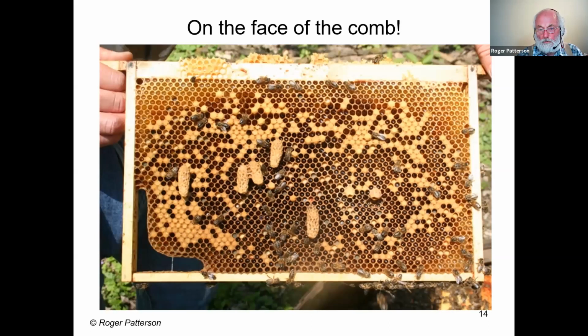Here's five queen cells on the face of a comb. Look, absolutely nothing around the edge. More than three. So some people say, oh yeah, they're supersedure. But I can tell you that they're swarm cells.